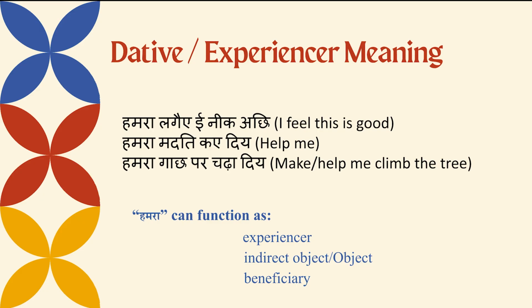So, हमरा लगैया ई नीक अछि. Now, in this one the word हमरा is experiencer. So, he is feeling that it is good. And then in the second one हमरा मदद कऽ दिअ, help me. So, he is asking for help, that means he is receiving something. So, he is an indirect object or object. And then हमरा गाछ पर चढ़ा दिया. So, now here he is the beneficiary or the receiver of the action. So, he is asking for help in climbing the tree.